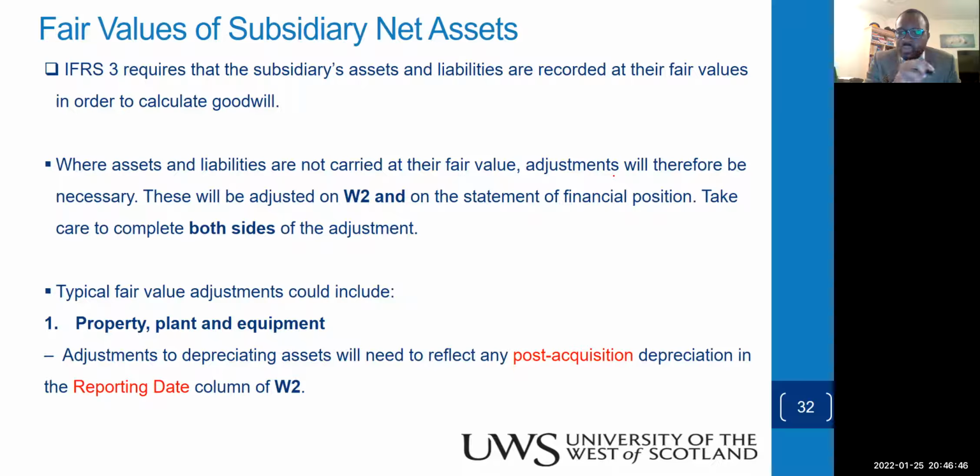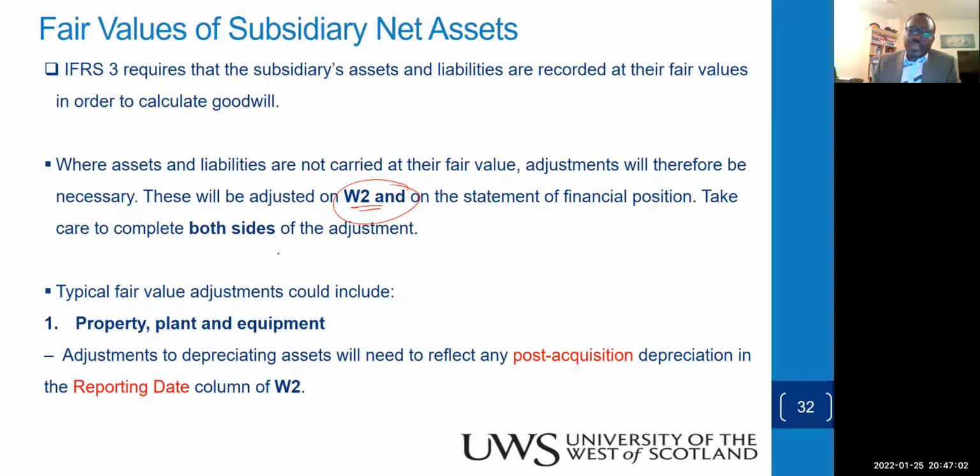Look at the book value, look at the carrying amount, and compare it to the fair value on the market. So we need to adjust it in workings 2. Workings 2 here, I'm talking of our identifiable net assets of the subsidiary. That's the first thing we need.